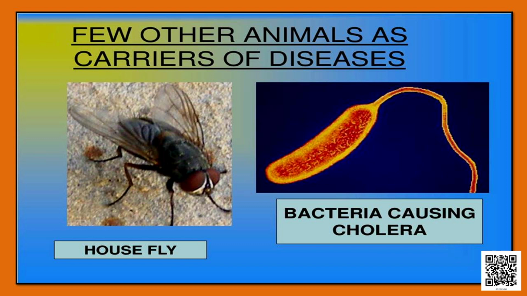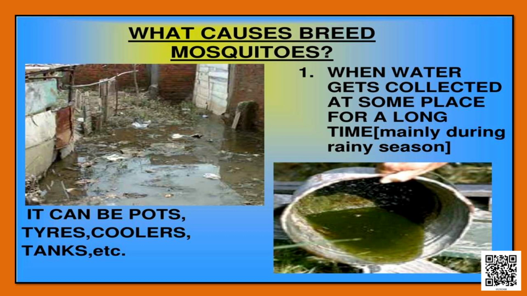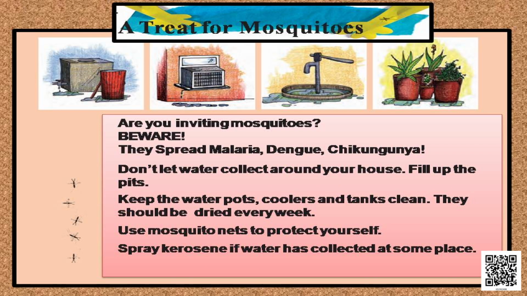So this is what we learnt about how the mosquitoes breed and how we can avoid the breeding of the mosquitoes. First of all, we should not let the water get collected anywhere. We should keep the places of water, let it be the pot or the tanks or the coolers, clean and dried, and we should use mosquito nets or mosquito repellent creams to keep ourselves safe, and we should spray kerosene if we find water anywhere.